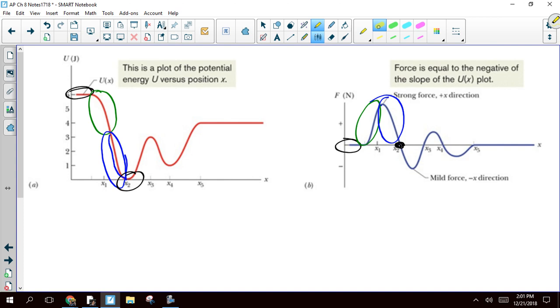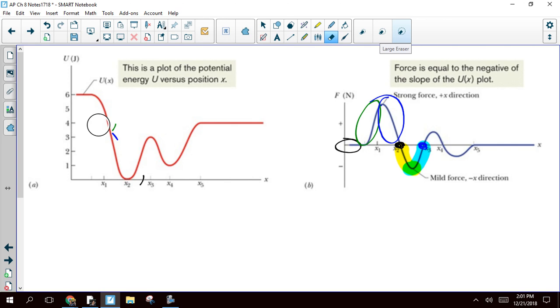Then for this chunk, the slope is getting more positive, which means over here the force is getting more negative. Then the slope gets less positive, which means the force gets less negative. Notice once again that my maximum corresponds to a force of 0. And then you can maintain this process. But I guess maybe the thing you need to be aware of is this.